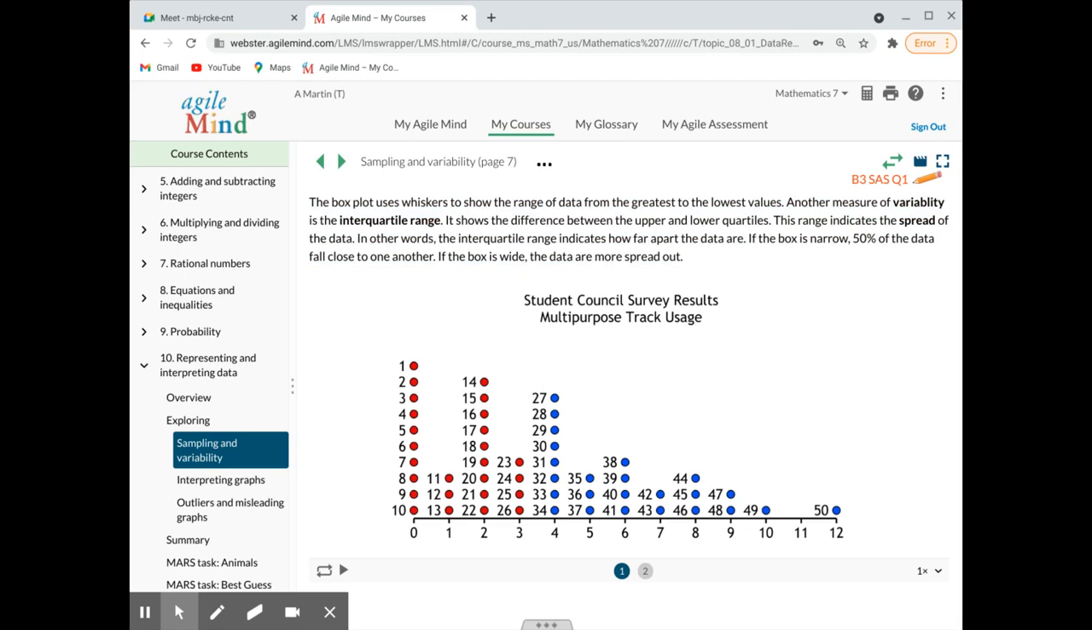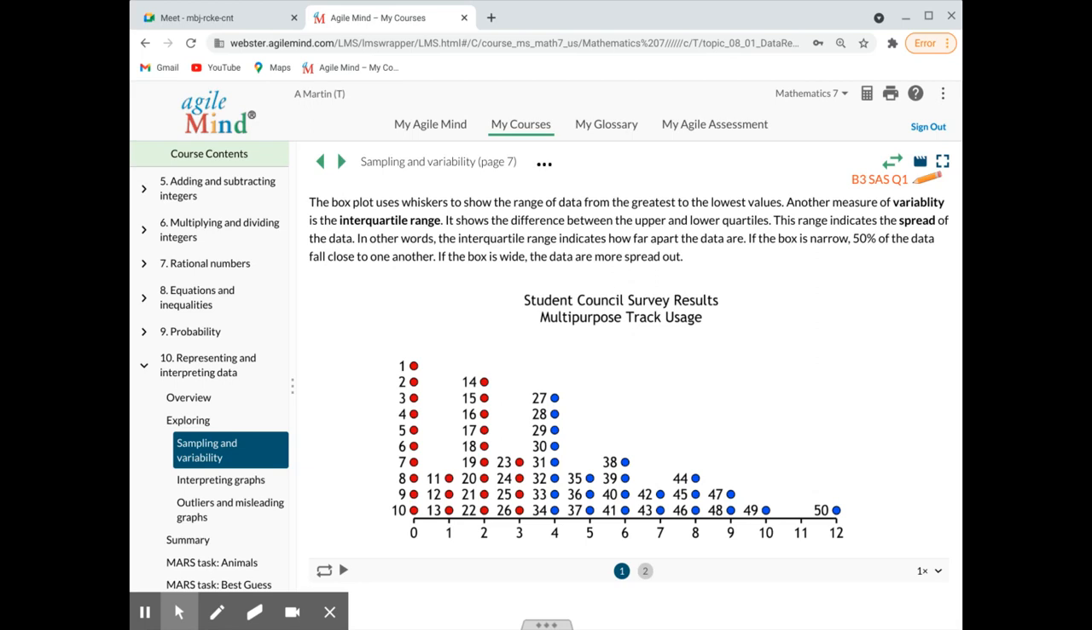The box plot uses whiskers to show the range of data from the greatest to lowest values. Another measure of variability is the interquartile range. It shows the difference between upper and lower quartiles. This range indicates the spread of the data. In other words, the interquartile range indicates how far apart the data are. If the box is narrow, 50% of the data fall close to one another. If the box is wide, the data are more spread out.